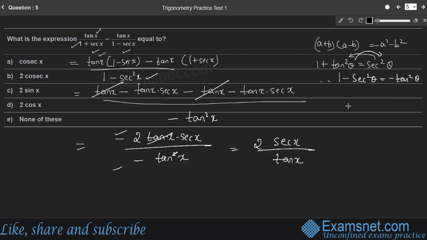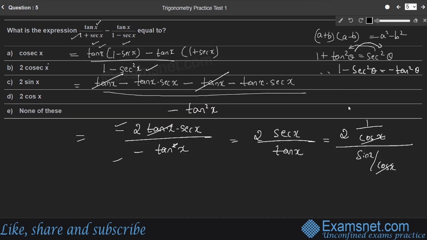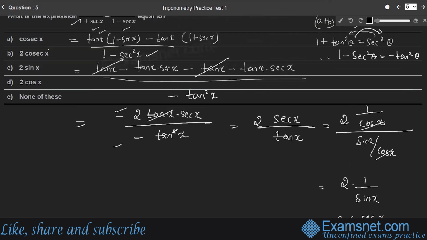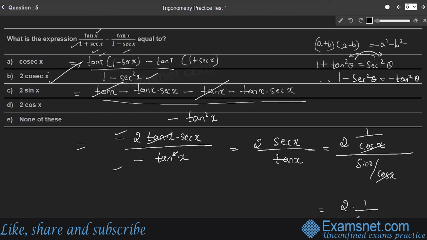Right? So in the given options, the options are in terms of sine, cosecant and cos. So we'll convert secant and tan in terms of sine and cos, right? Because secant x is the inverse of cos, right? So secant x is 1 by cos x divided by tan x, which is sine x by cos x. Here cos x and cos x will get cancelled. So we have 2 times 1 by sine x, which is nothing but 2 times cosecant x. 1 by sine is always cosecant, right? So 2 times cosecant x is the answer, option B.